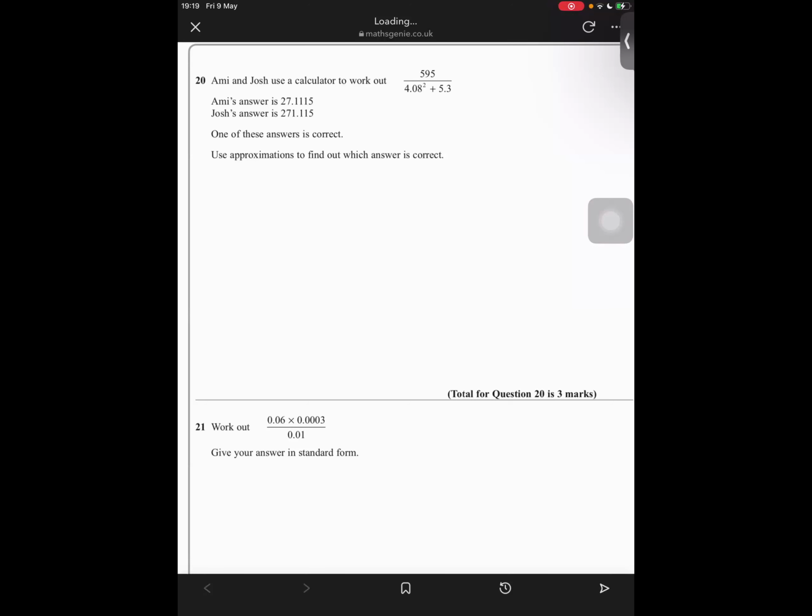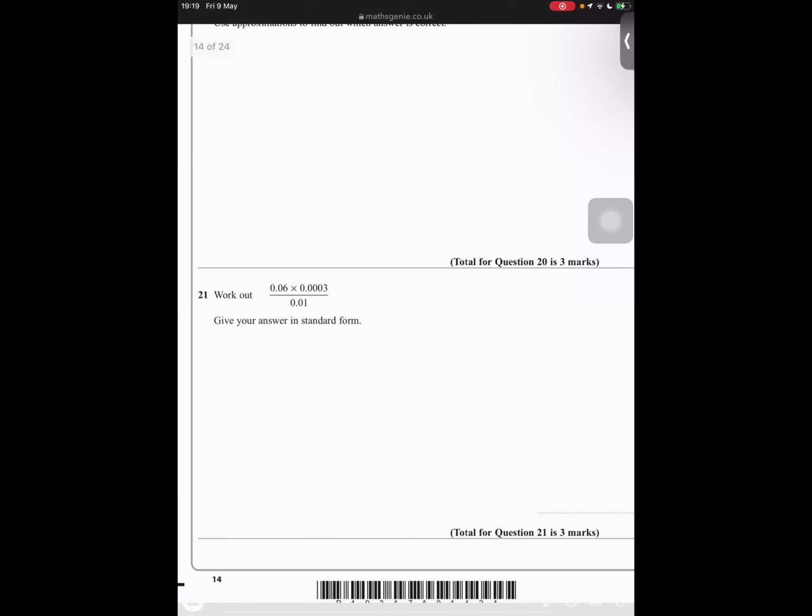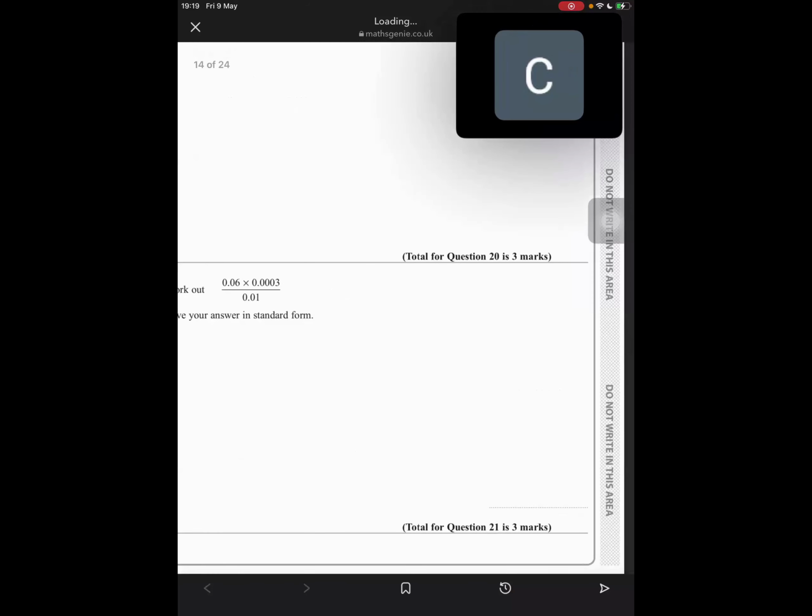It says work out 0.06 times 0.0003 divided by 0.01. Give your answer in standard form. Okay, so this one is an interesting one. What are we going to do to work this? So this is how I'm going to do this question. If I were to do it right, I will change all of them to standard form. So let me share my screen so that I will not just be speaking.